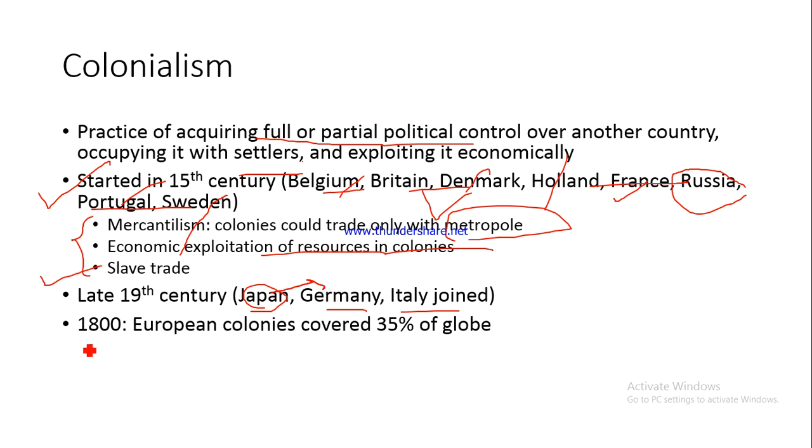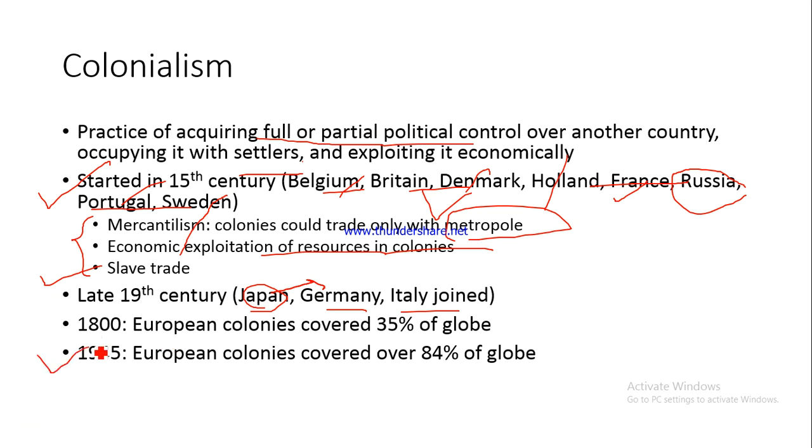And please understand, by 1800, that is the beginning of the 19th century, European colonies covered 35% of the globe, which means the European countries, European nation states had set up their colonies in almost 1/3 of the globe. So almost 35% of the area was under the management, administration of the European colonial powers.